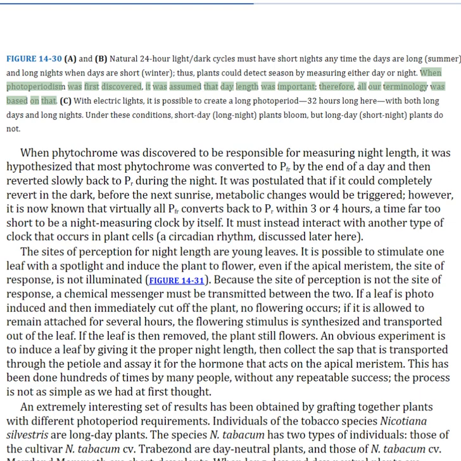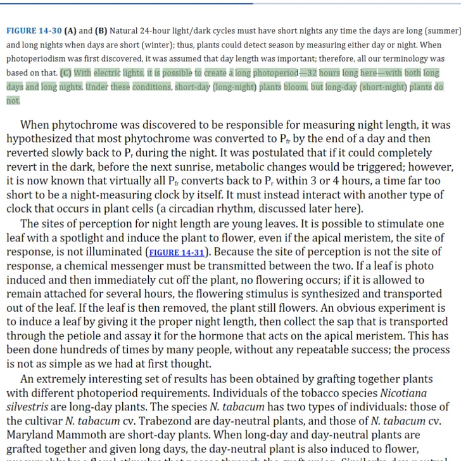When photoperiodism was first discovered, it was assumed that day length was important, therefore, all our terminology was based on that. With electric lights, it is possible to create a long photoperiod, 32 hours long here, with both long days and long nights. Under these conditions, short day plants bloom, but long day plants do not.